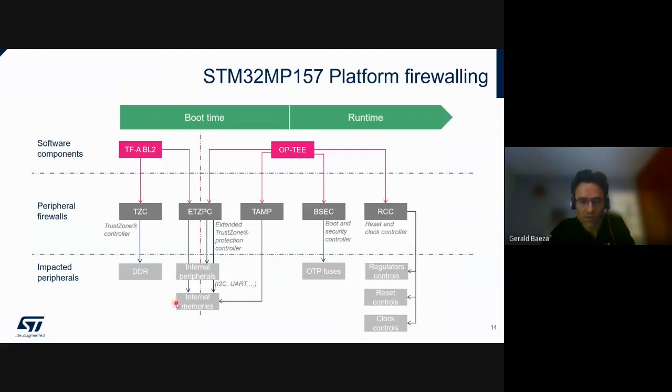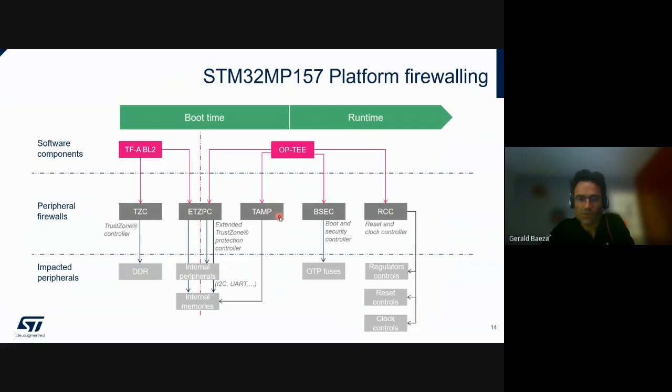So the peripherals are there, the memories are there, and at boot time, the BL2 is already starting to initialize ETZPC partially, and then later on, when OP-TEE, the secure monitor, is started, it will complete this initialization, especially for the internal peripherals. So this is one aspect.